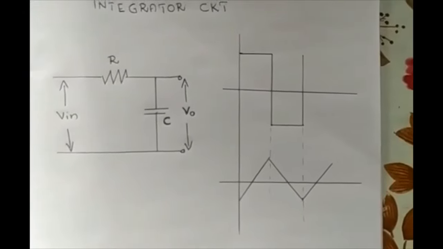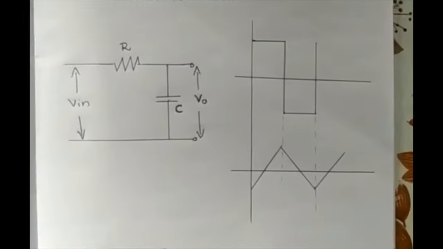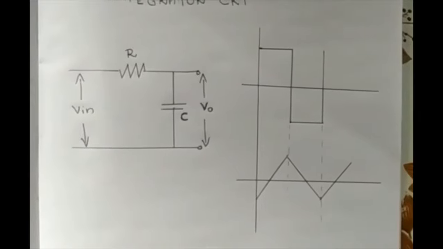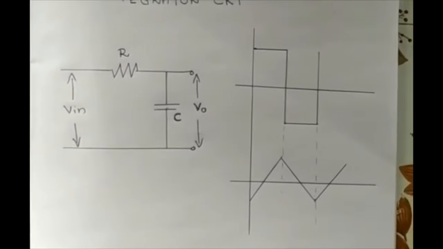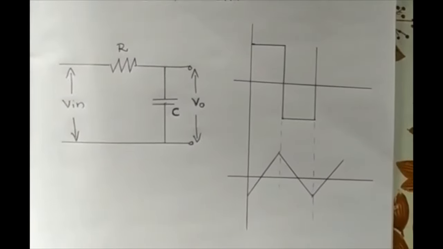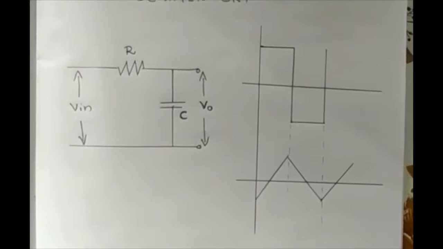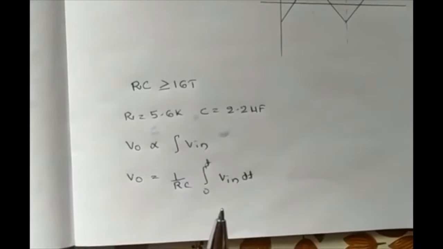What is the time constant? It is the time required, in seconds, to charge a capacitor to 63.2% of the applied voltage. Large time constant means the capacitor charges slowly. Small time constant means the capacitor charges quickly.